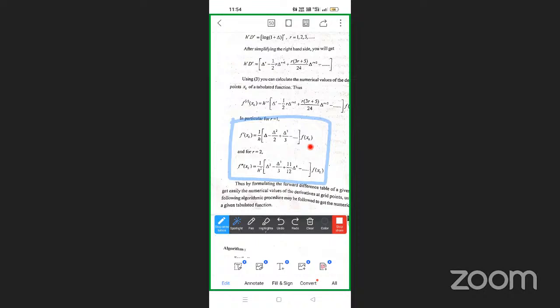So next, r is equal to 2. Second derivative formula: 1 by h square into delta square minus delta cube by 3 plus 11 by 12 delta power 4 minus and so on, into f of xk. So this is the first derivative and second derivative in the forward process.